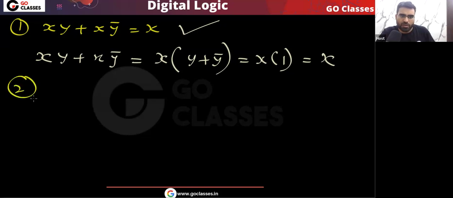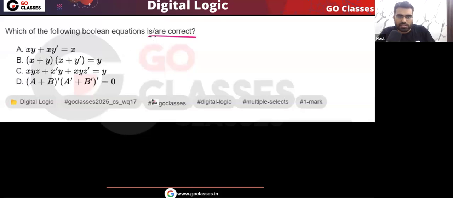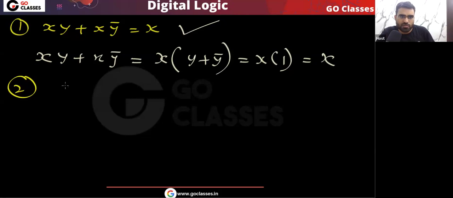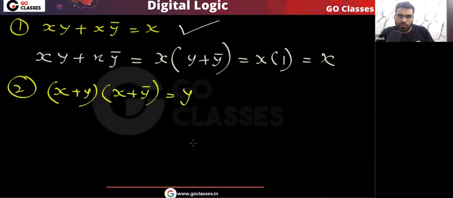Now let's see the next option. Remember, the question is asking which equations are correct. So option A is definitely correct. What about option B? x or y bar equal to y. Let's see this one. x or y bar equal to y. This equation is wrong. Why is this wrong? So you can easily see what will be x or y bar.